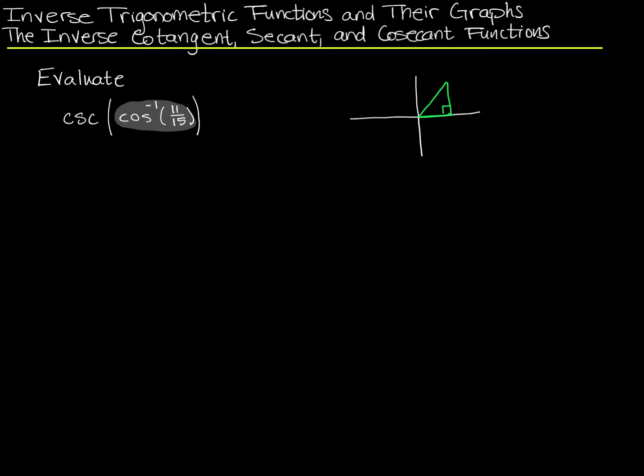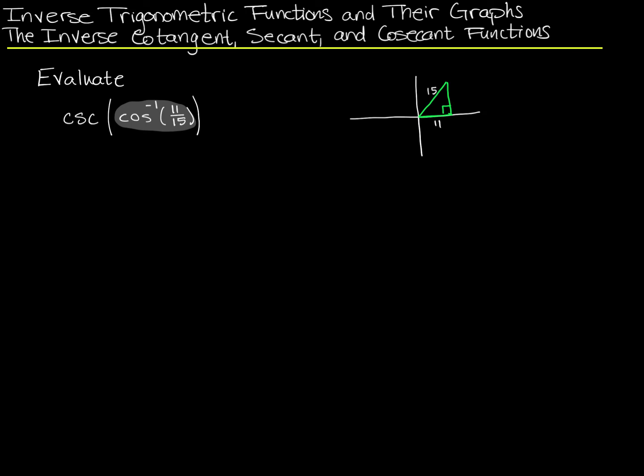And I know that the adjacent side of this triangle is 11 and the hypotenuse is 15, because I've been told the cosine inverse is 11 over 15, and the cosine inverse is the angle whose cosine is 11 over 15. Well, here's the angle whose cosine is 11 over 15. Now, do I need to find that angle in order to answer the question? No, I need the cosecant of that angle, whatever it happens to be.